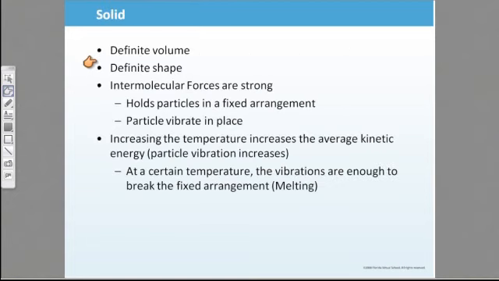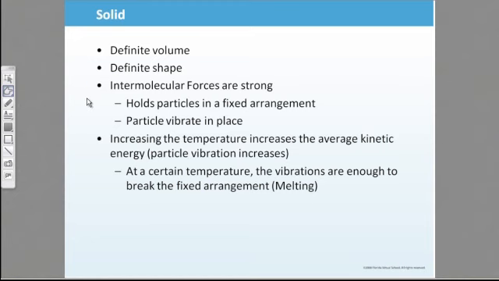Okay, so solid first. Again, it has definite volume and definite shape. In a solid, the intermolecular forces are very strong. That means that the particles are going to be held in fixed arrangements, and they're not free to move about, but they do vibrate in place.